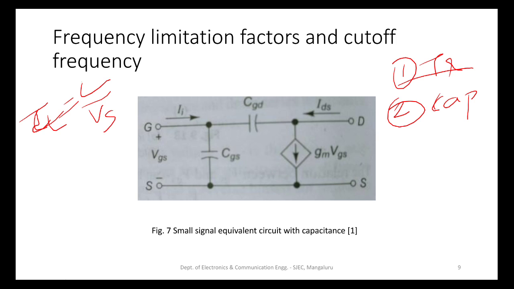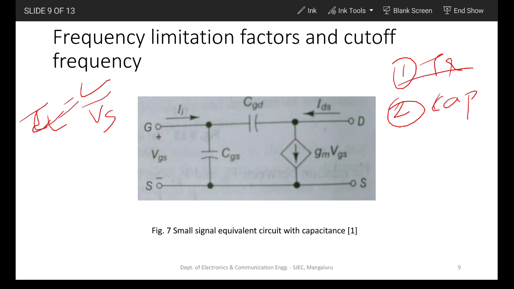As the frequency of the input signal voltage VGS increases, the impedance of CGD and CGS decreases. Hence the current through the CGD increases. For a constant gm VGS, the IDS current decreases. So that is the drain to source current, it decreases.